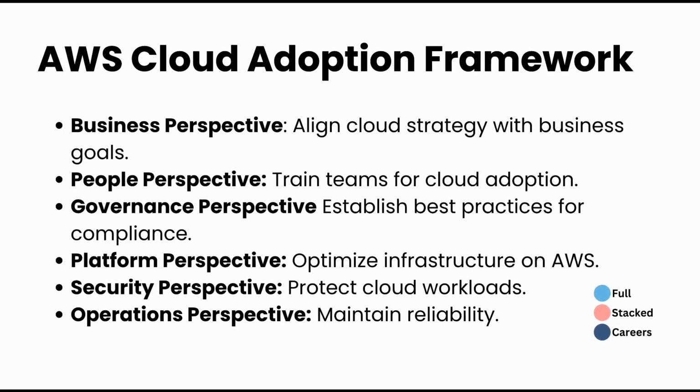Next up, we have the AWS Cloud Adoption Framework. This provides best practices for organizations who are interested in moving to AWS cloud environment, and it consists of 6 key perspectives. The first of which is business perspective. So how can we align our cloud strategy with our overall business goals?